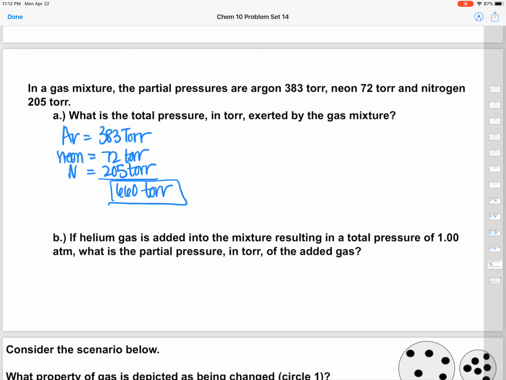All right, the second part of the question says, if helium gas is added into the mixture, resulting in a total pressure of 1.00 atm, what is the partial pressure in torr of the added gas? So what you need to do is basically convert atm and torr. 1 atm is equal to 760 torr. So basically you're adding in 1 atm, and you can do a conversion factor if you want, or you can just write it out.